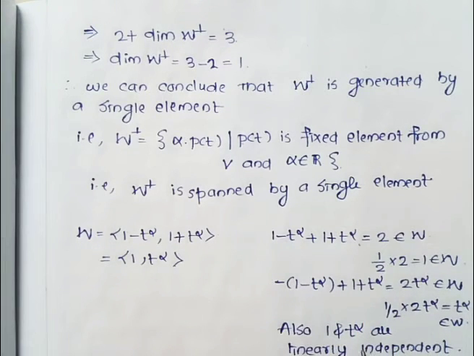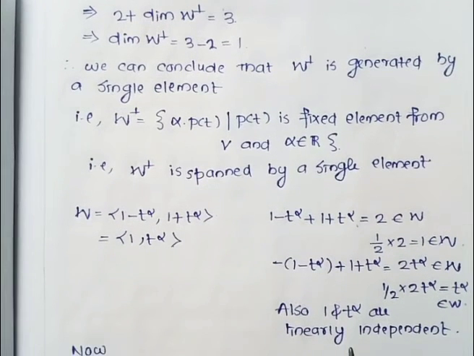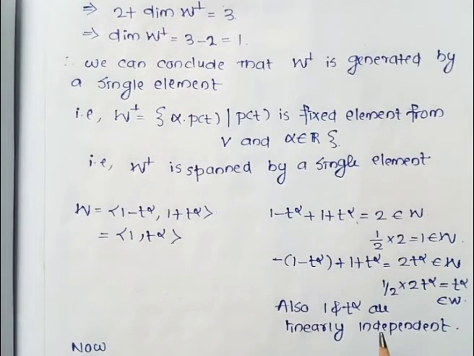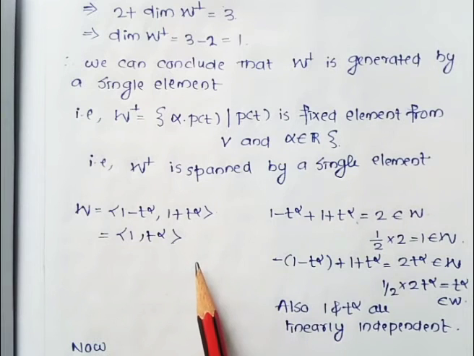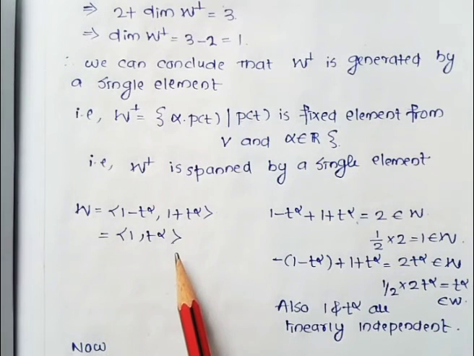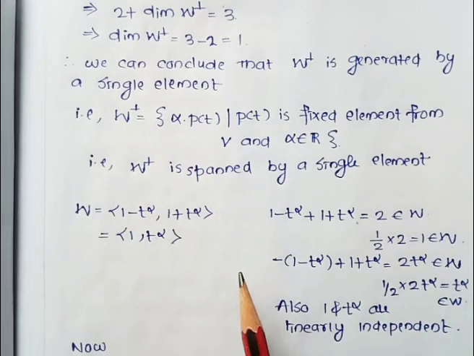And also 1 and t square are linearly independent. We know that 1 is the easiest calculation. By checking, we can see that 1 and t square are linearly independent. So we take another basis for W, 1 and t square. That is, we conclude that W is generated by 1 and t square.